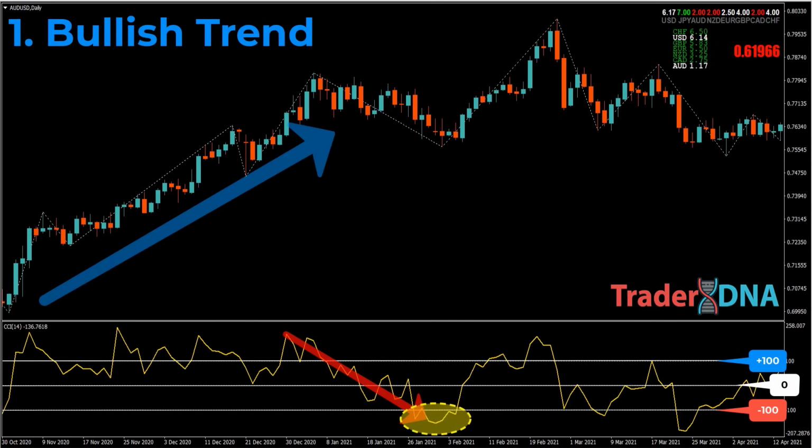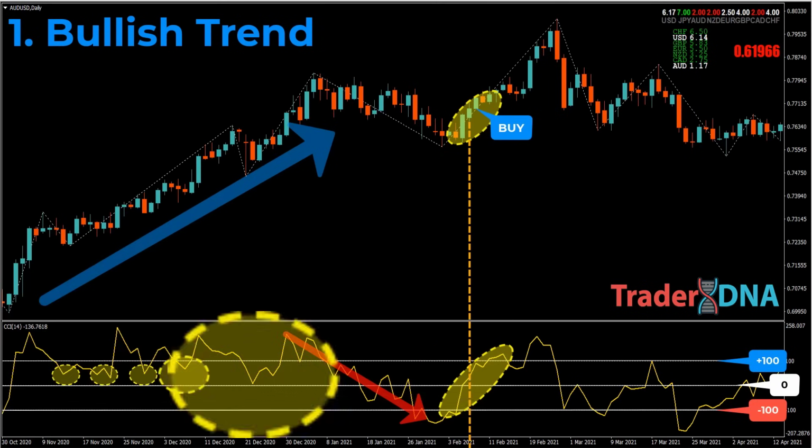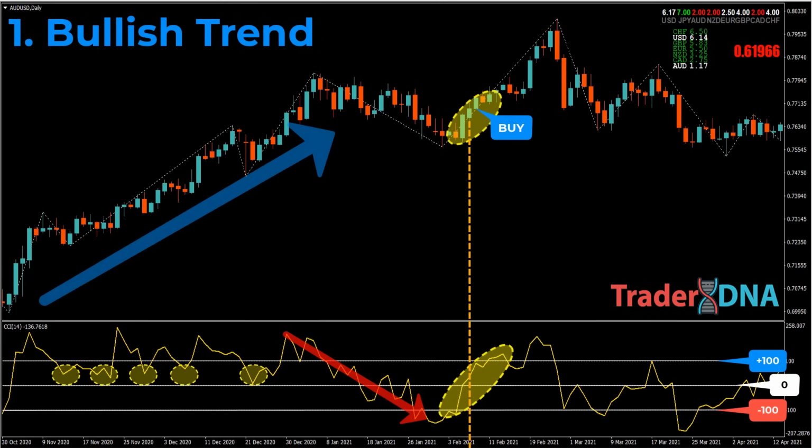Now, here's the key part. If the CCI line reverses back up and crosses above the -50 level, or even better, breaks above -100, that's your valid buy signal. But what if the CCI doesn't drop below -100 during the pullback? Simple. We ignore that setup. Trades taken in a shallow pullback tend to have lower profit potential, so we wait for the right conditions.